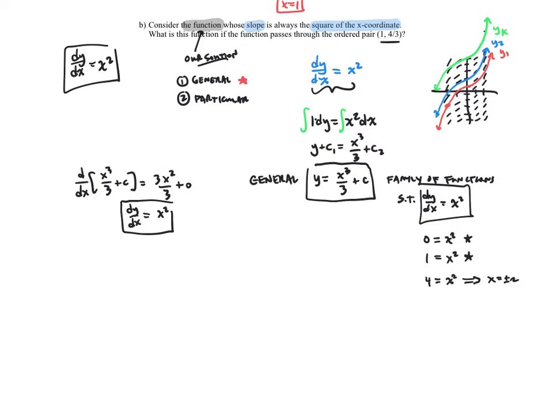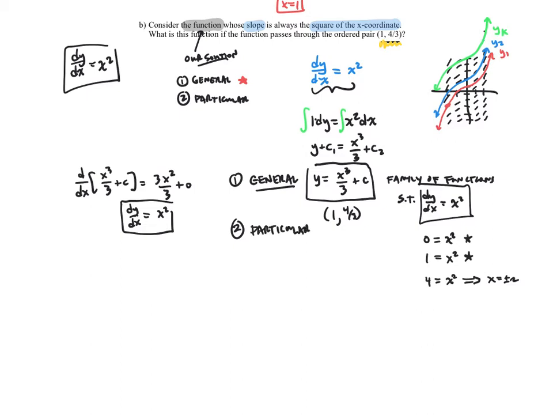Okay, it has not identified a specific function until we employ this initial condition right here, (1, 4/3). So our next step in finding the particular solution is we employ this initial condition. I'm going to plug 1 in for x, 4/3 in for y. I'm going to solve for c, and that'll give me my particular solution.